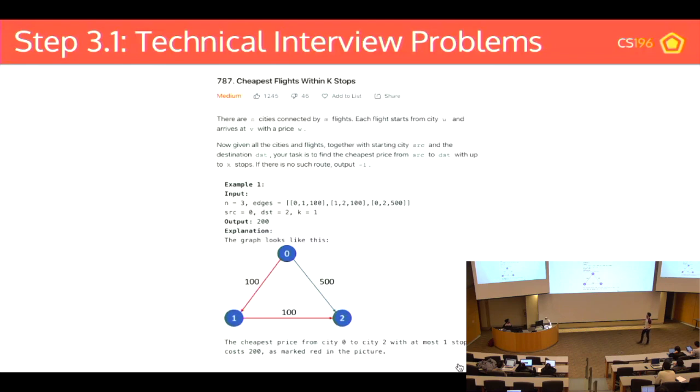So a medium problem: you're given a graph, and you need to find the cheapest flights within k steps. You can see that this is a bit more involved and a little bit more scary, especially if you haven't taken classes like CS225 yet.